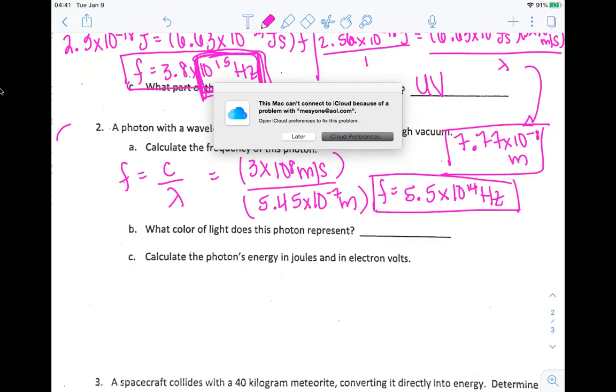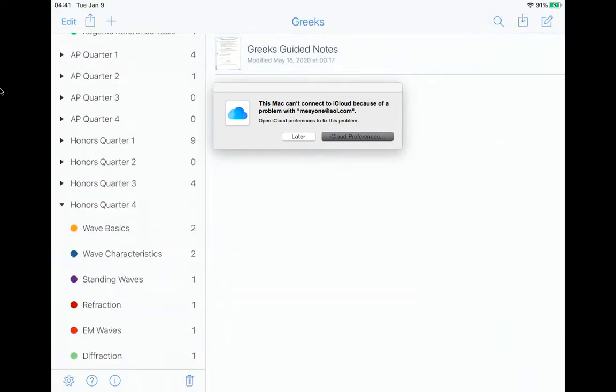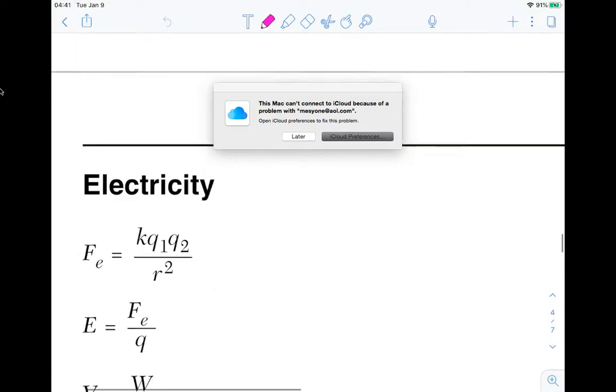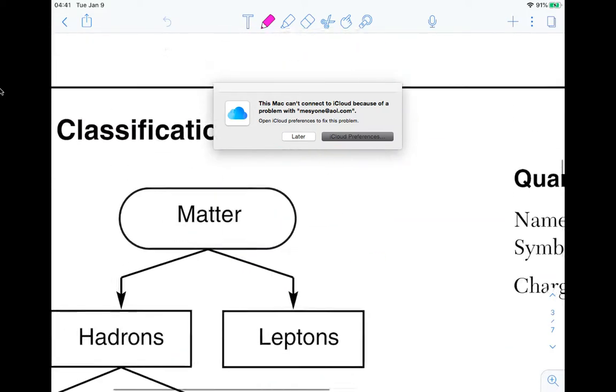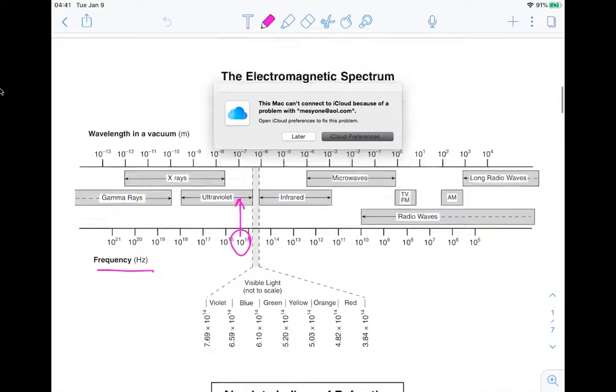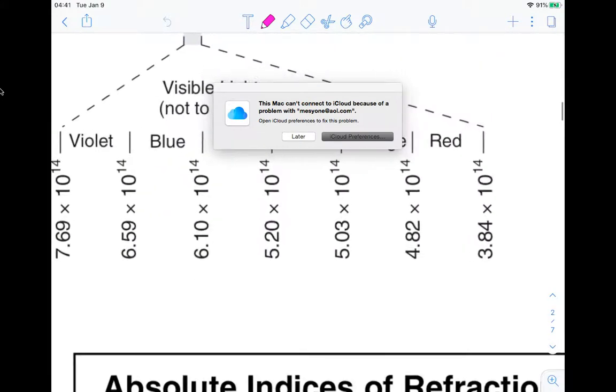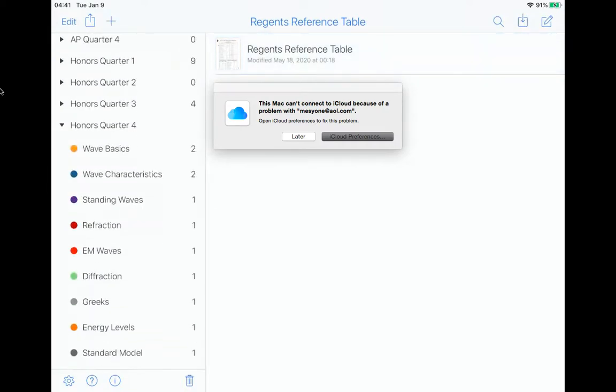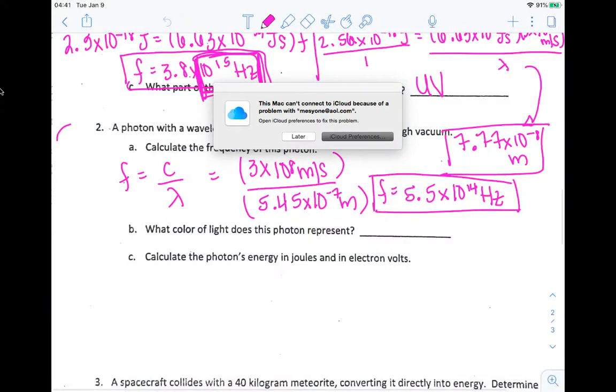They then ask, what color of light does this photon represent? Well, we have 5.5. So if we look at our reference table, and we look at the visible light spectrum here, 5.5 falls between 5.2 and 6.1. So 5.5 should be green. So we know that our answer here should be green.